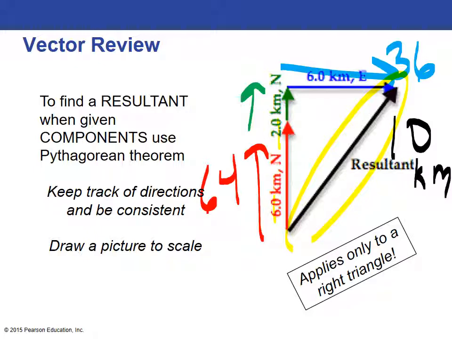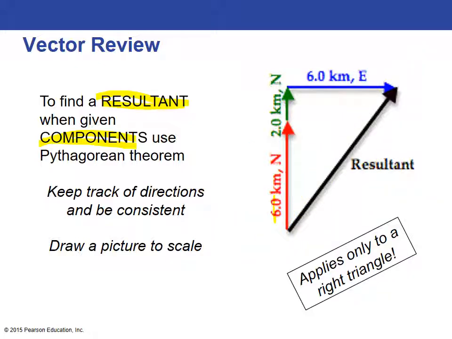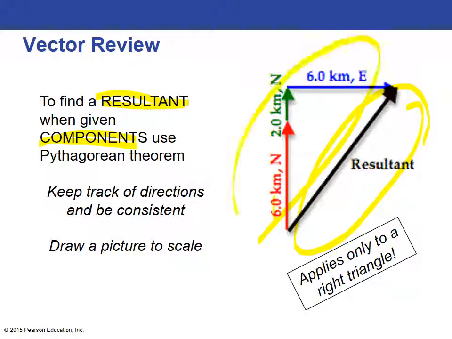So that's a very simple way to come up with a resultant when you have components. Make sure that you understand that the resultant is just the same way of saying the combination of the components. So the black vector is the same as the combination. It's a different way of stating the combination of the blue, green, and red together.